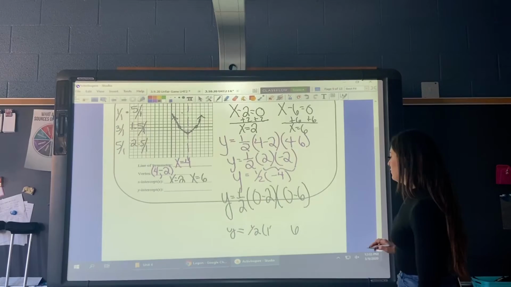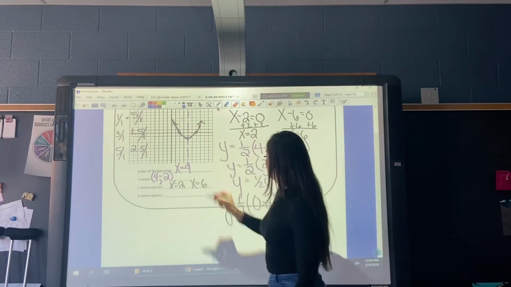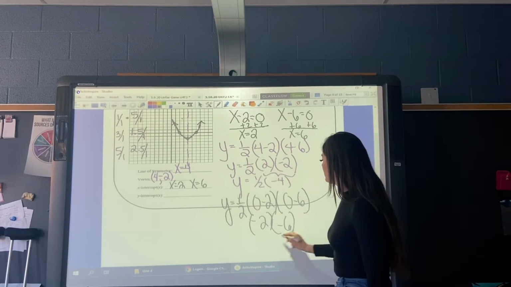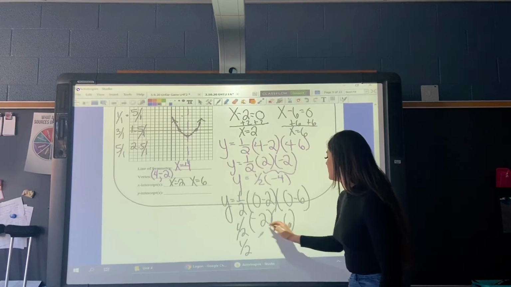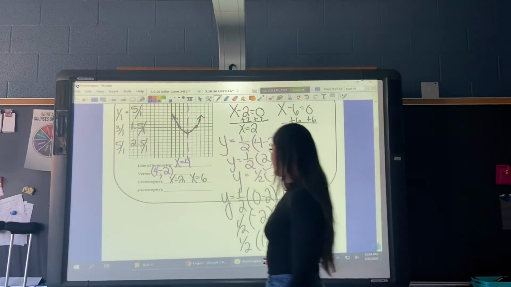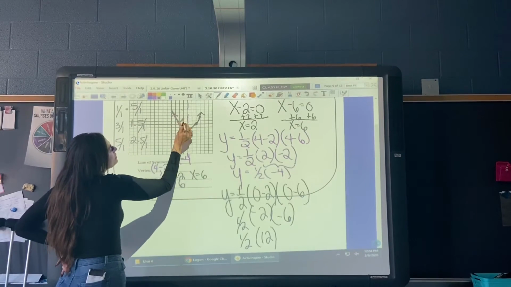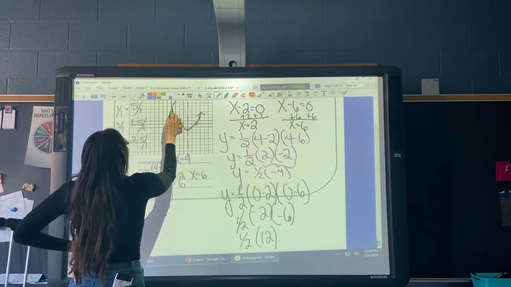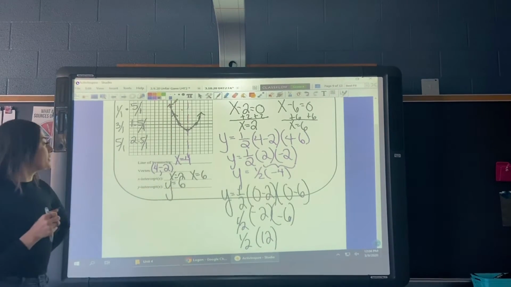Okay. 0 minus 2 is -2. 0 minus 6 is -6. 1/2 times that. So 1/2 times -2 times -6 is 12. Half of 12 is 6. So my Y-intercept is Y equals 6, which is going to be up, let's see, 2, 4, 6, right here, which goes in line with the growth rate that I had originally sketched in.